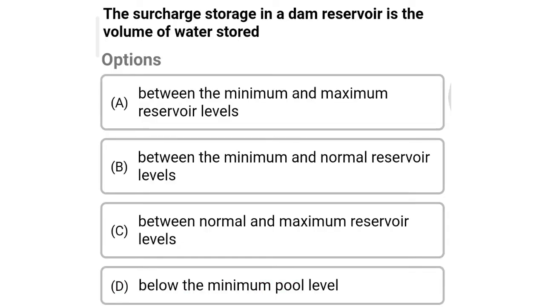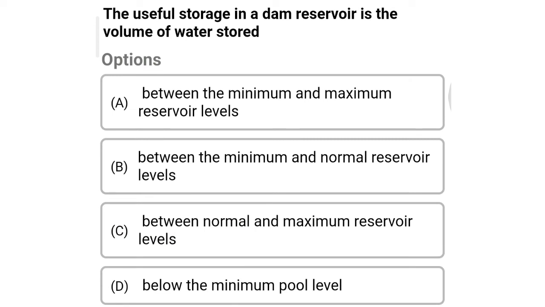Next question, the surcharge storage in a dam reservoir is the volume of water stored. Option A between the maximum and minimum reservoir levels, option B between the minimum and normal reservoir levels, option C between normal and maximum reservoir levels, option D below the minimum pool level. So the correct answer is option C between normal and maximum reservoir levels.